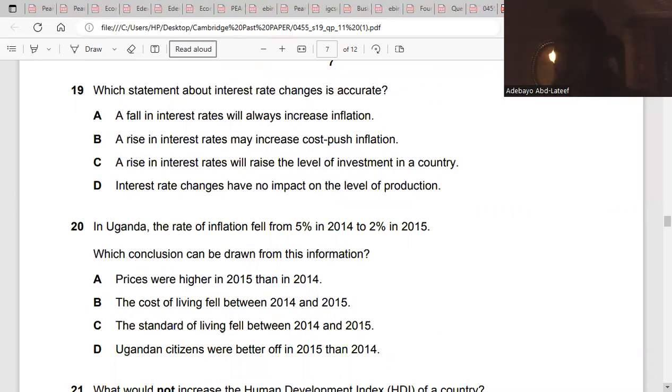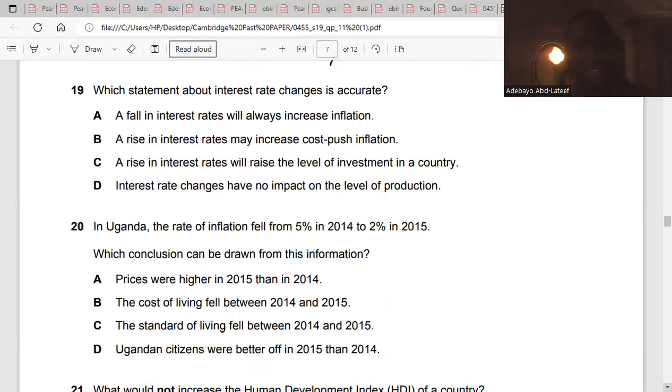Number 19. Which statement about interest rate changes is accurate? A: A fall in interest rates will always increase inflation. B: A rise in interest rates might increase cost-push inflation. C: A rise in interest rates will raise the level of investment in the country. D: Interest rate changes have no impact on the level of production. It has, so D is not the option.